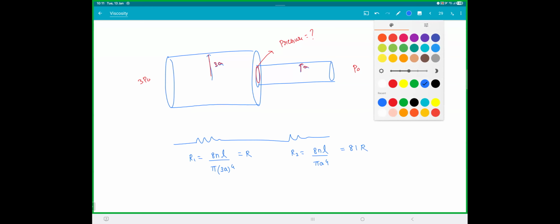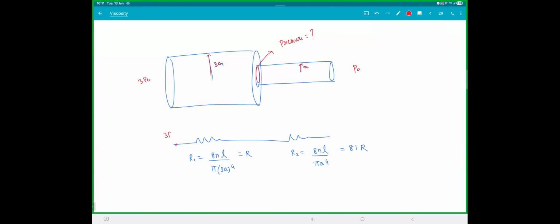That's a big resistance. So if this is 3p naught and this is X and this is p naught, the current is the same. So the current in the first resistor is 3p naught minus X, that is the potential difference, by resistance R, must be equal to the current in the second resistor, which is X minus p naught by 81 R. You can solve this, you'll get the answer. Are you clear with this?